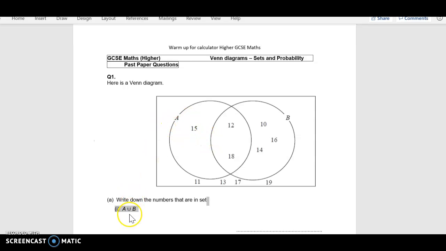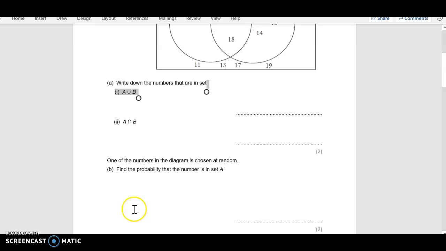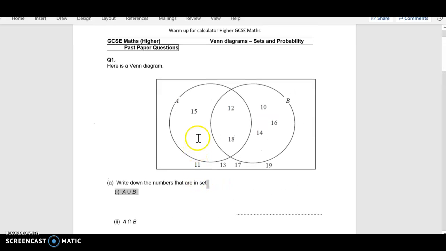So you need to know the notation of Venn diagrams. So this is A union B. And then we've got the second part, which is A intersection B, okay? And then they want a complement here. So let's go through these.